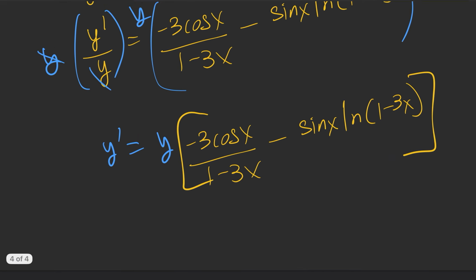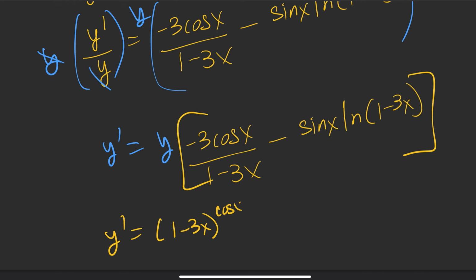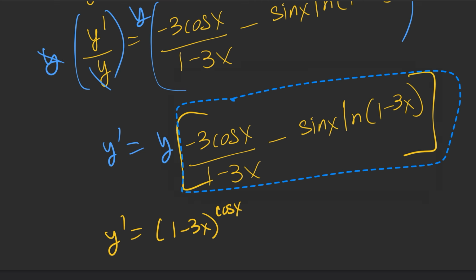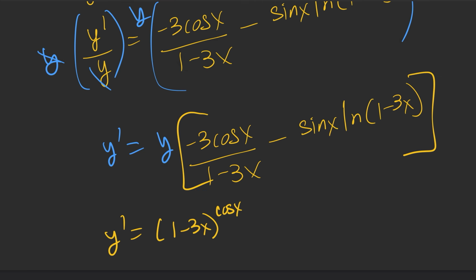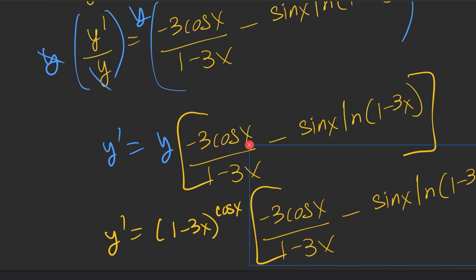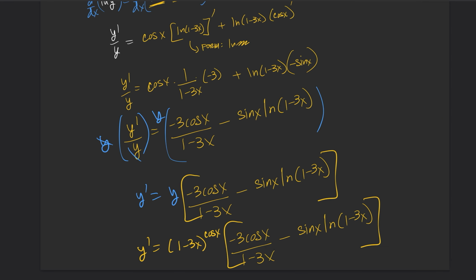But what was y equal to? Don't forget y was equal to, in the original function, 1 minus 3x raised to the cosine of x. So that means our derivative is equal to the original thing, 1 minus 3x to the cosine of x, multiplied by all this stuff. And that's what our derivative is.